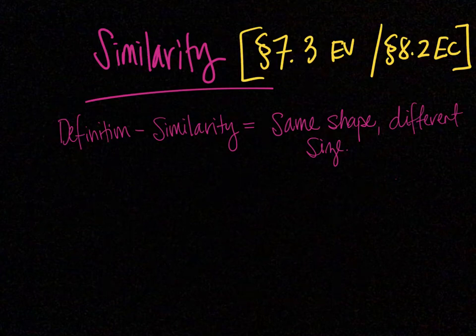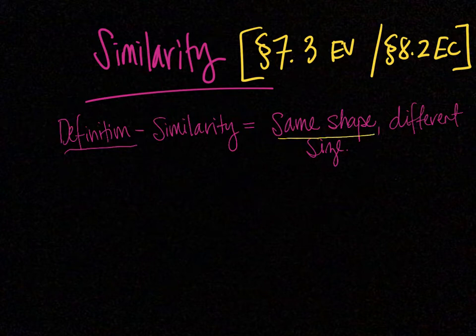So today we're going to talk about similarity. The first thing we need to know is the definition of similarity. Similarity is something that is the same shape, so circles, squares, rectangles, quadrilaterals, triangles, whatever, the same shape, but the sizes are different. So we could draw an equilateral triangle, which is a really good one to think about.